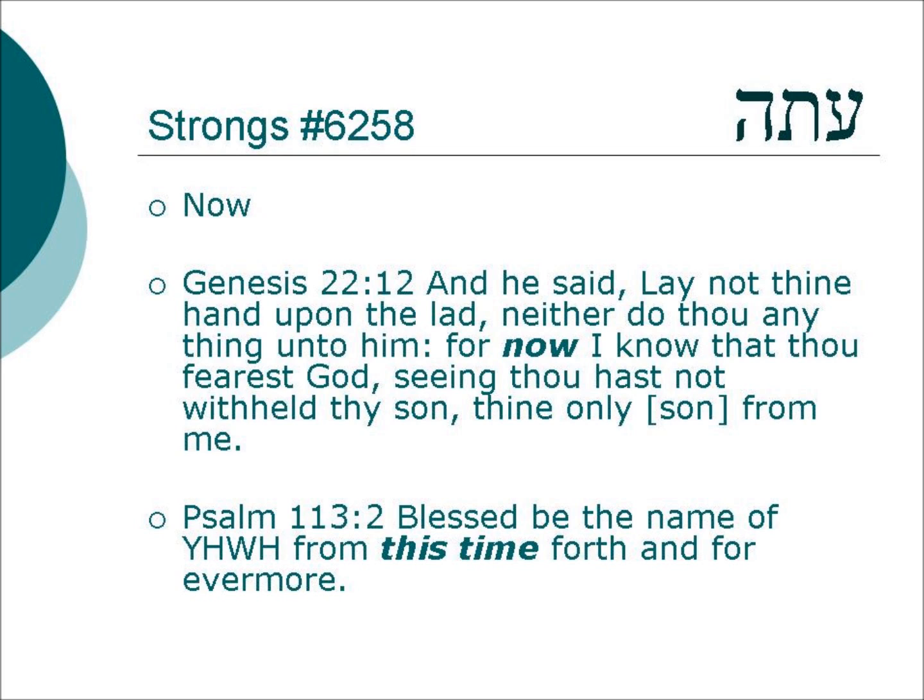In Psalm 113:2, Blessed be the name of Yahweh from this time forth and forevermore. Yehi Shem Yahweh Mevorach. Let the name of Yahweh be blessed. Me atah, from this time, atah, v'ad olam, up until the end of the age, for as far as we can see. Me atah v'ad olam, from this time forth and forevermore.